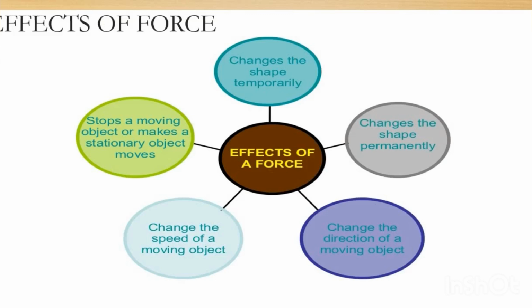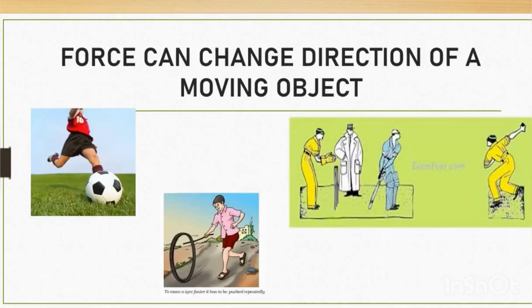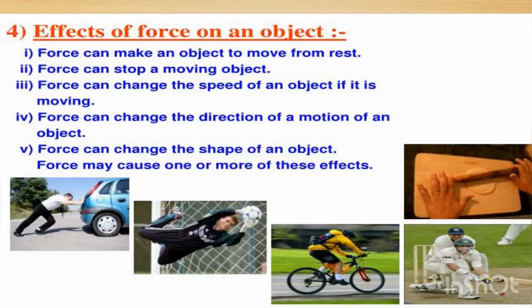So the effect of the force is seen in the speed of a moving object, or it increases the speed or may decrease the speed. It can put a stationary object in motion. It can change the direction of motion, and it can change the shape either temporarily or permanently. The effect of force is only seen.